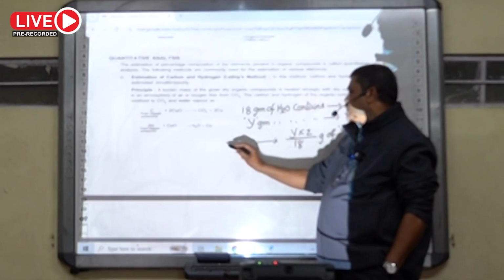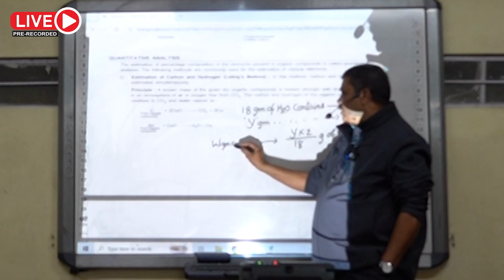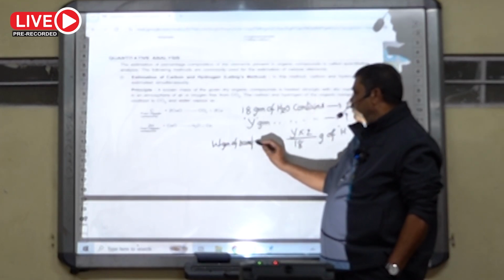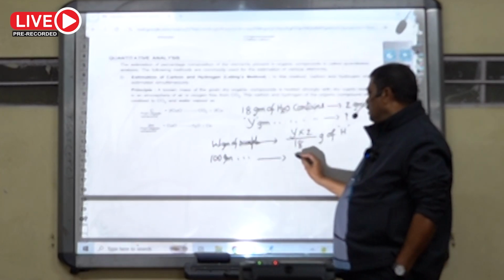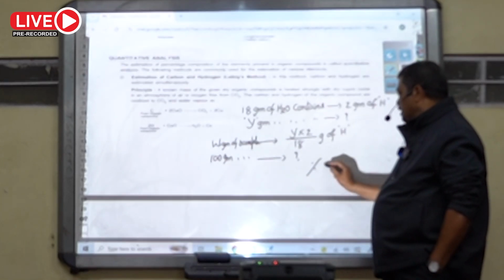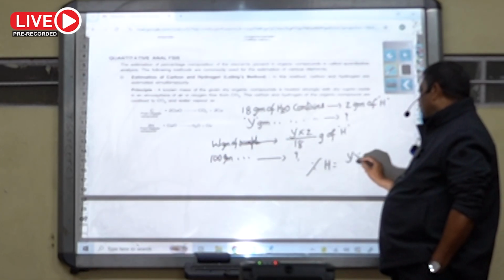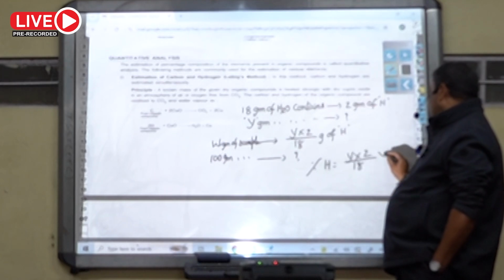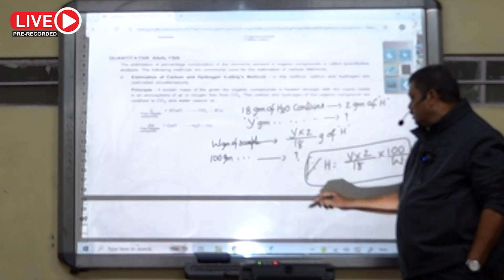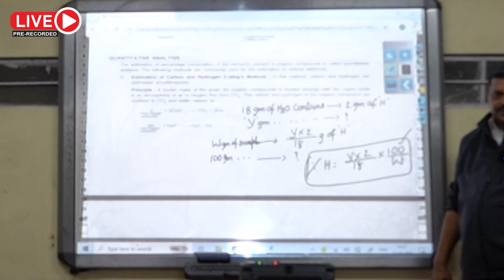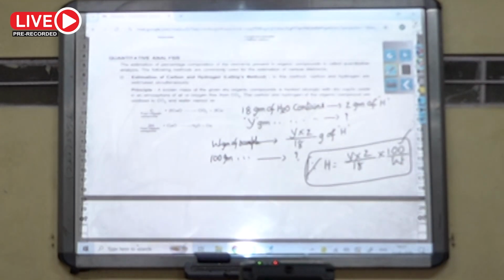Present in how much sample? W gram of the sample. But if we take 100 gram of the sample, how much? That gives percentage H is equal to Y into 2 by 18 into 100 by W. Students should know this last point. What is Y here? Weight of water vapor formed. What is W? Weight of the organic sample.